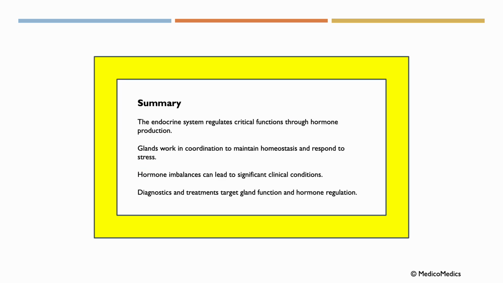So in summary then, the endocrine system regulates critical functions through hormone production. Glands work in coordination to maintain homeostasis and respond to stress. Hormone imbalances can lead to significant clinical conditions. Diagnostics and treatment target gland function and hormone regulation.